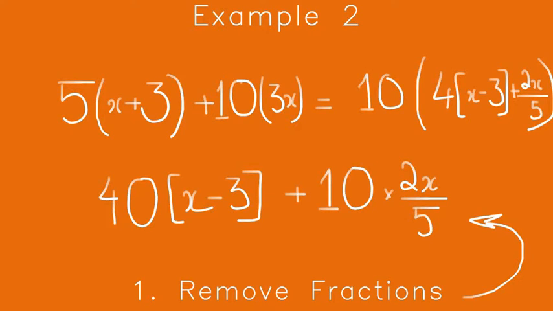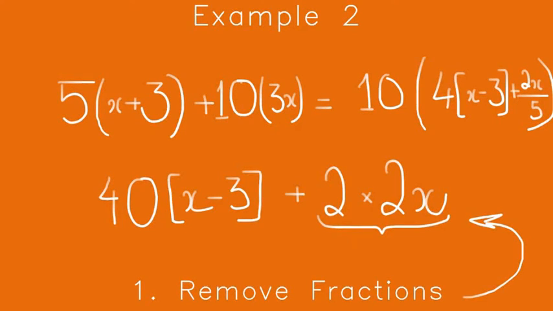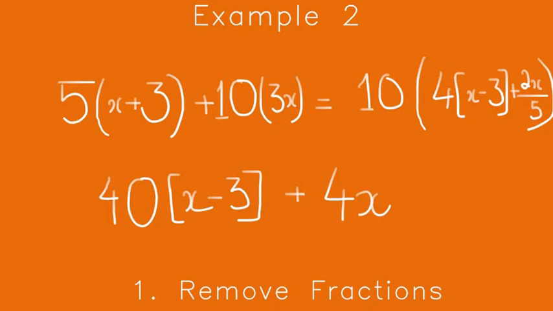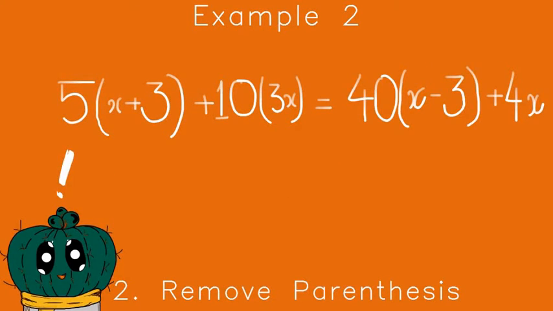And we can actually remove that 5 by having it help us remove that 10. 5 times 2 is equal to 10, so we can cancel that out because 10 is in the numerator and 5 is in the denominator. This is what we're left with. 2 times 2 is equal to 4, so we are just left with 4x over here: 40 times x minus 3 plus 4x. So this is what we're left with. Let's actually have that on the upper hand side.